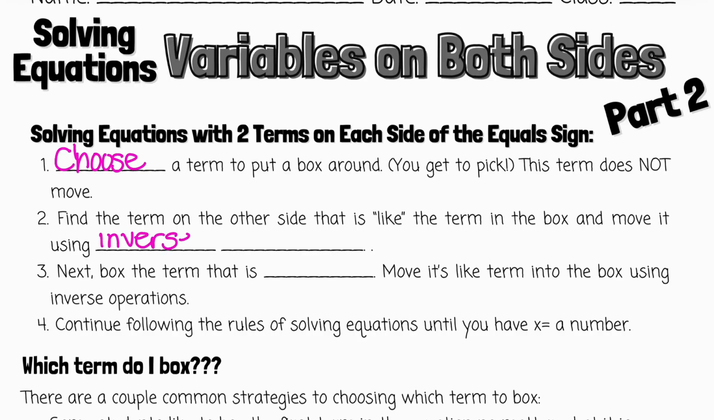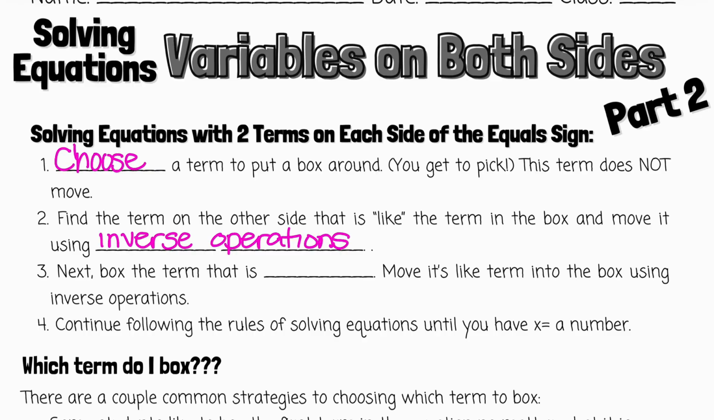So you have a little choice in the matter here. Whatever term you box, though, you do not move. Then you're going to find the term on the other side that is kind of like the term in the box and move it using inverse operations. So the rule is if you box an x, you have to move an x. If you box a plain number, you have to move a plain number.